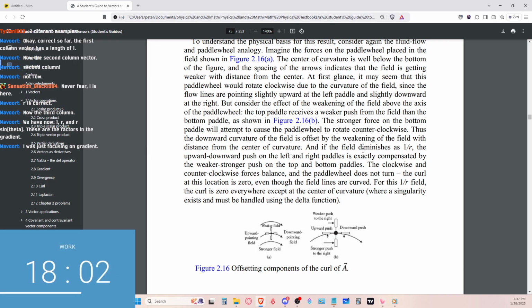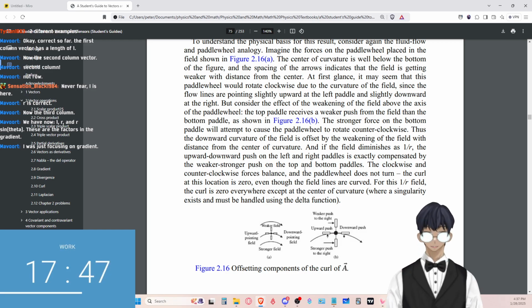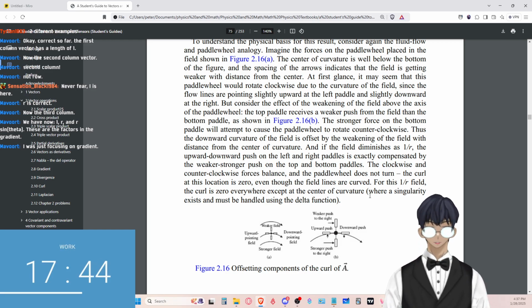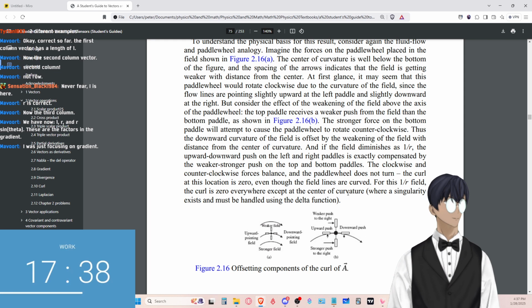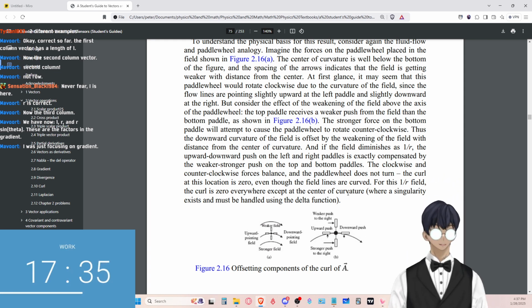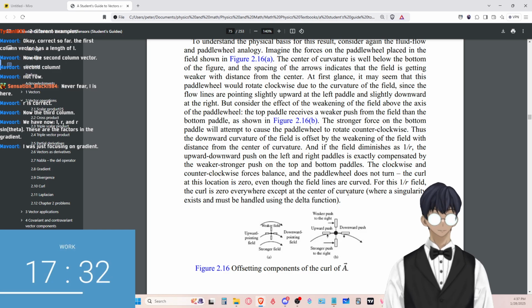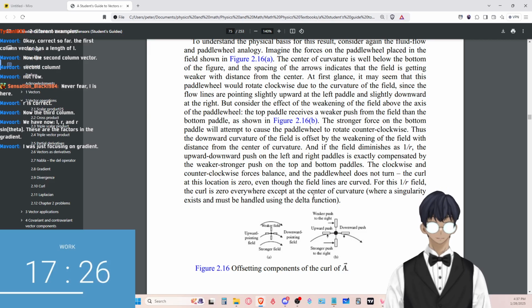Oh, okay, I see this. Alright. So the curl is 0, like at the center point, like right here. Well, not the center point, but like these paddles here. Let's see. The curl at the location, this is 0, even though the field lines are curved. For this 1 over r field, the curl is 0 everywhere except the center of curvature, where the singularity exists and is handled using the delta function.